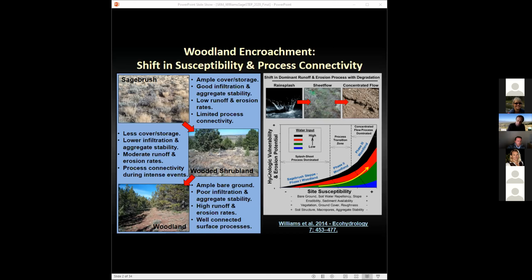So for sagebrush communities, we would think of them as occurring on this left side of the graph. As a site progresses to the later stages of phase 2 of encroachment, we would see rain splash and sheet flow processes becoming active. And then of course, in the later stages of woodland encroachment, phase 3, concentrated flow processes become more active. So, if we think about this conceptual model and the problem of woodland encroachment, we would generally think that woodland treatments aimed at limiting runoff and erosion should target reducing bare ground and disconnecting runoff and erosion processes across scales.